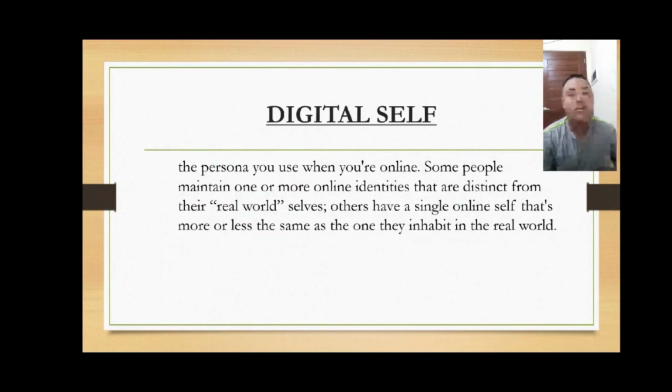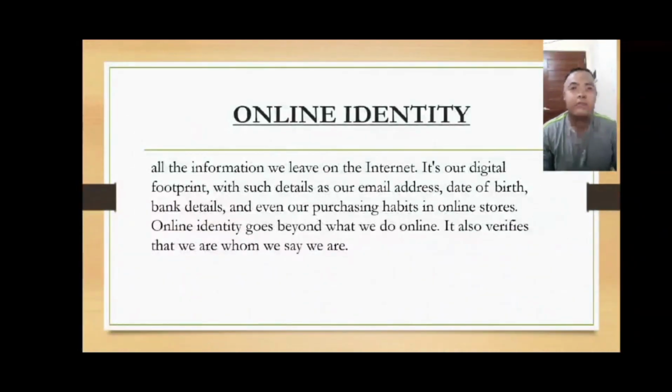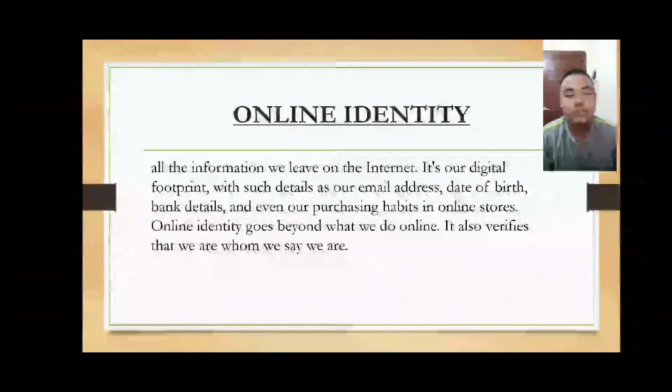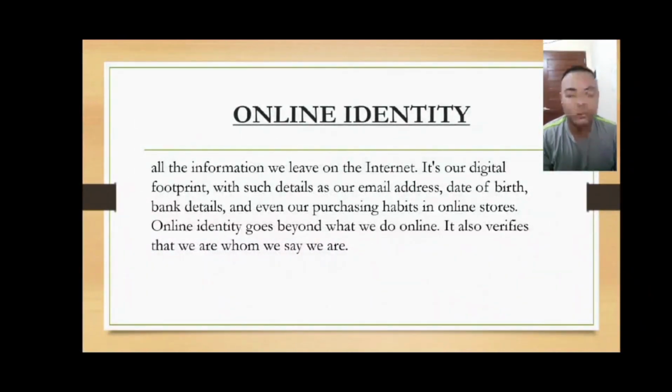Online identity is all the information we leave on the internet. It's our digital footprint, with such details as our email address, date of birth, bank details, and even our purchasing habits in online stores. Online identity goes beyond what we do online. It also verifies that we are who we say we are. Online identity is also a social identity that can have more than one user. For example, in research, if you have 5 groups, that can also be called an online identity. It cannot be determined by one user only.